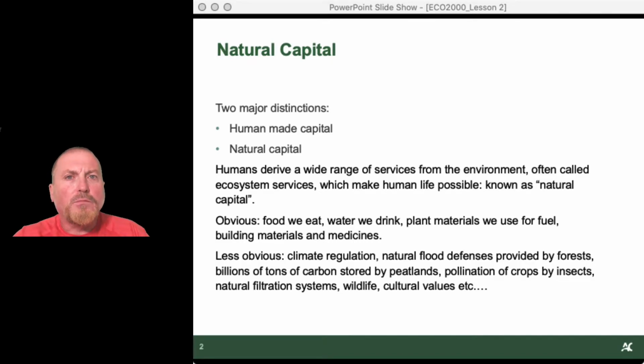All right, natural capital provides a whole bunch of services. Some of them are very obvious, right? The food we eat, the water we drink, plant materials we use for fuel, building materials, medicines, etc., all derived from the environment. Less obvious are things like climate regulation, natural flood defenses by forests and mangroves, and so on. Billions of tons of carbon stored by peatlands and the oceans, pollination of crops by insects, and natural filtration of water by sand, stone, and rock formations. They all filter the water system.